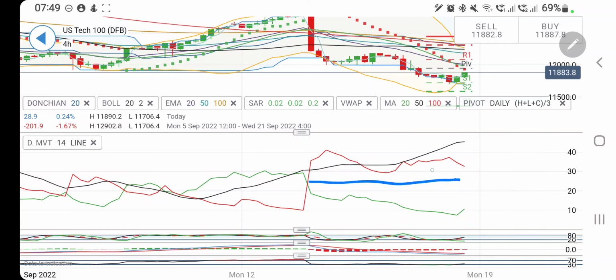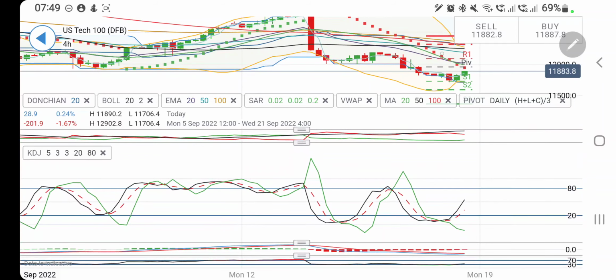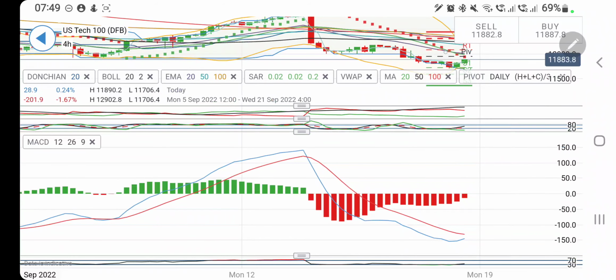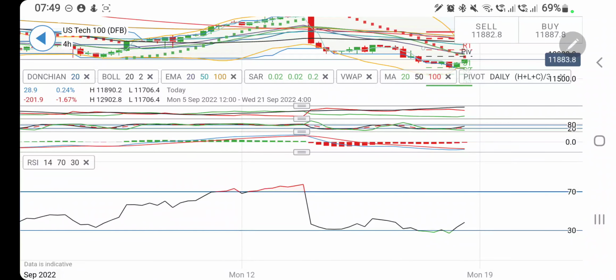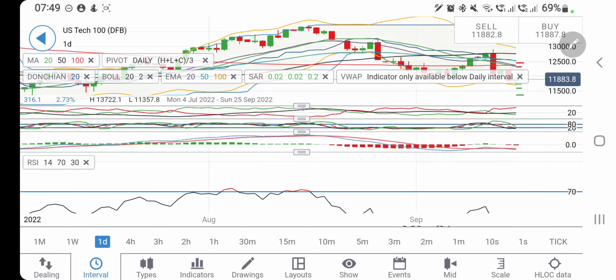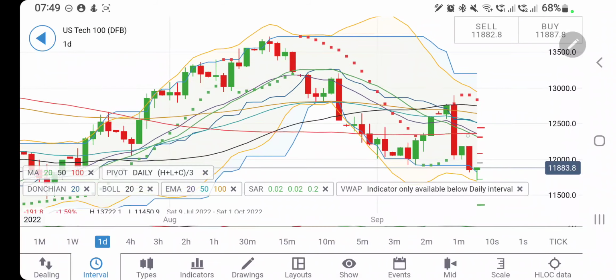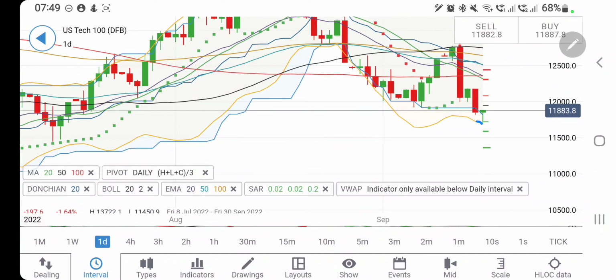Now look at the directional movement. It is bearish so far, trying to converge on the 4-hour charts. Possibly it may do so. The stochastic was oversold, looking upwards from here. The MACD is bearish on the 4-hour charts, looking forward to converge crossover for a bullish move. RSI was oversold, looking upwards from here, indicating little bullishness. On the daily charts, you will find it touched the bottom of the Bollinger Bands and bounced back from those levels. Now look at the daily chart.